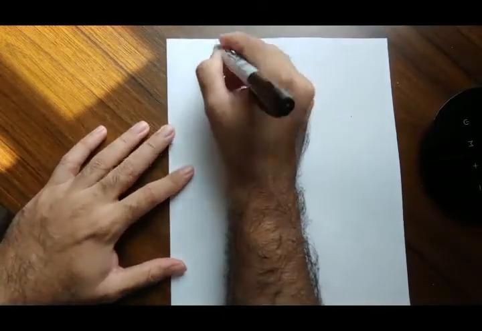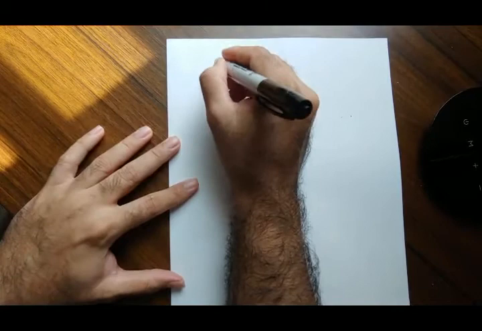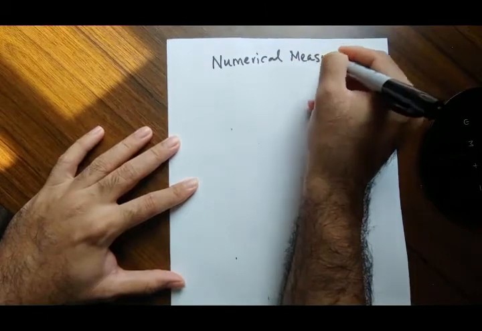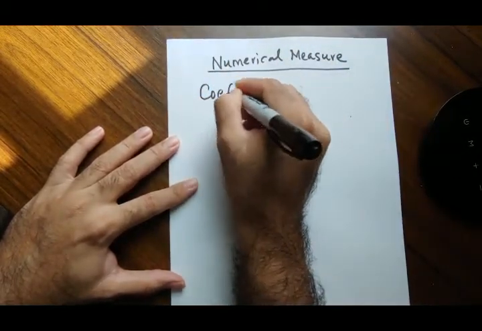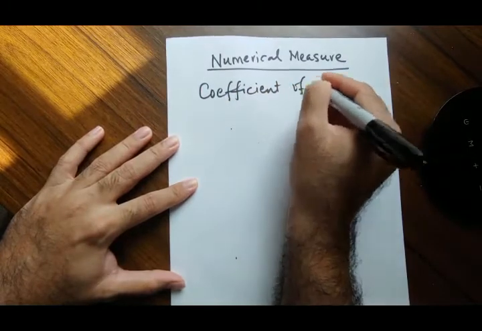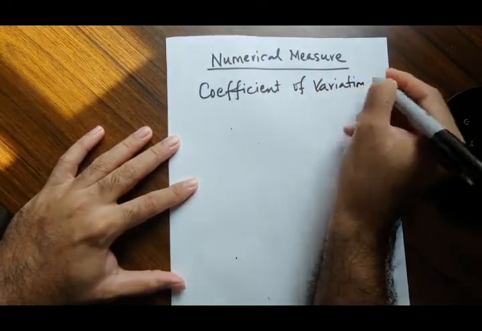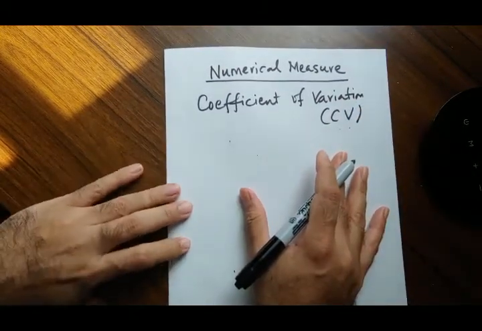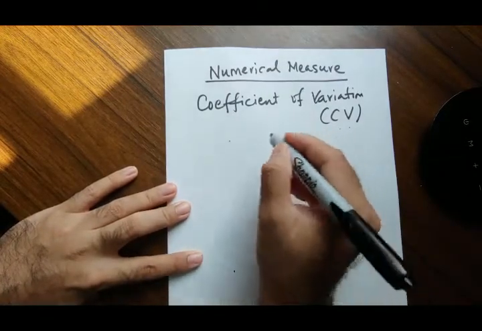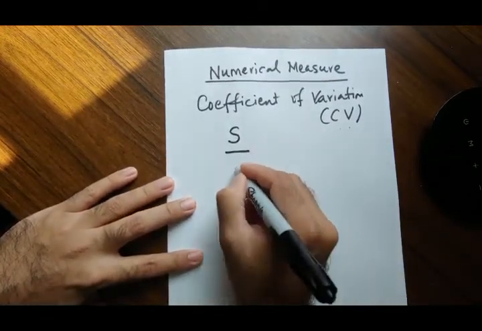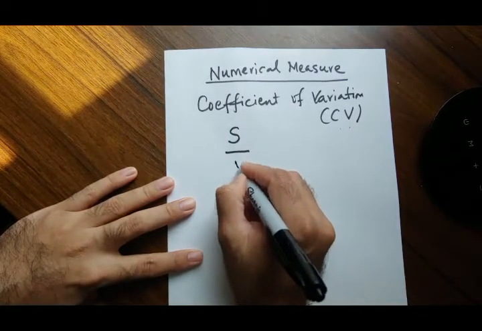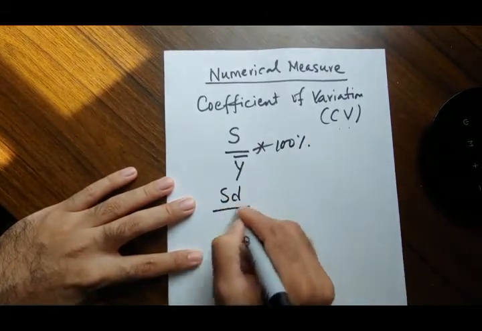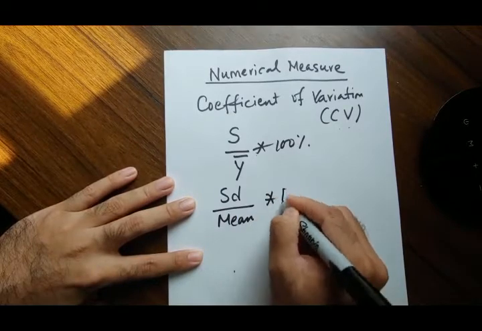So this video is to discuss the one numerical measure that I didn't discuss last time, which is called the coefficient of variation, also called CV. Now the coefficient of variation is a ratio of the standard deviation S and the mean. We denote the mean by y bar. So this is the ratio times 100%, so SD divided by the mean times 100.